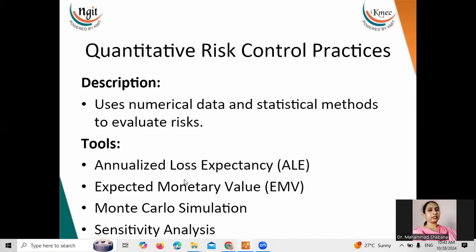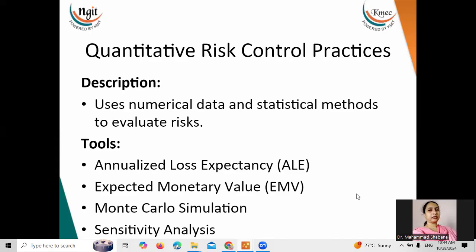Let's move to quantitative risk control practices. This method uses numerical data and statistical analysis to evaluate risk. Some popular tools include annualized loss expectancy (ALE), expected monetary value (EMV), and more complex techniques like Monte Carlo simulations, sensitivity analysis. These are some of the tools with which we measure quantitative risk control practices.